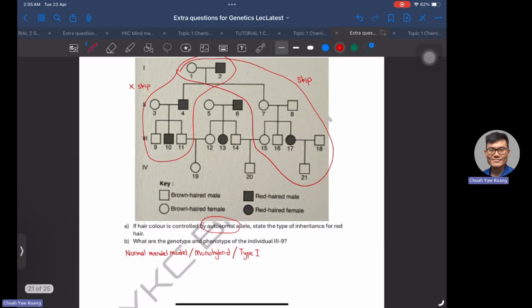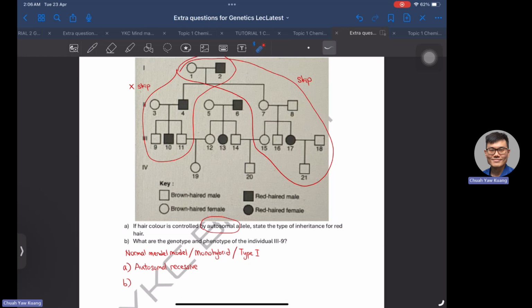So for A, the red hair is autosomal recessive. Then of course the reason you can say is because both unaffected parents are producing at least one affected child. All right, then next we'll move on to B.